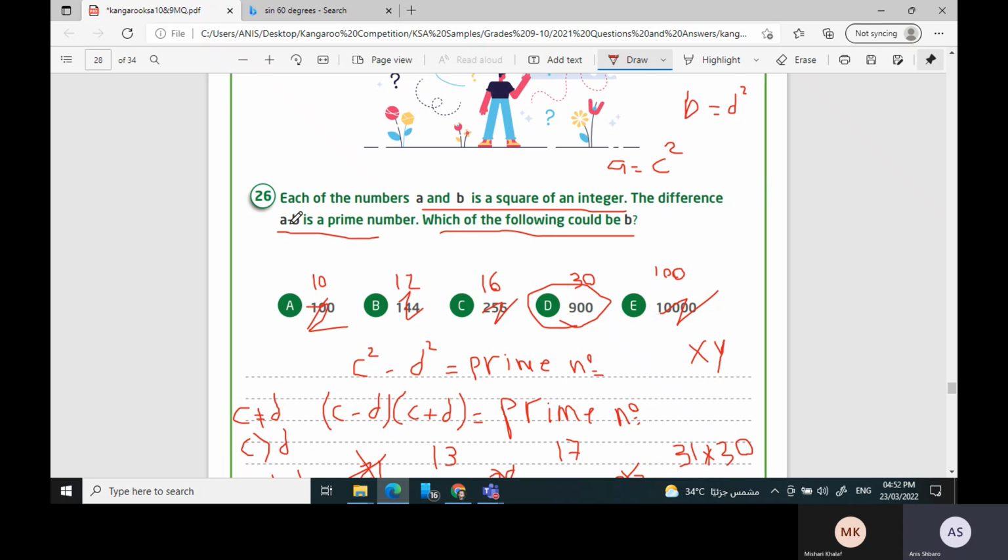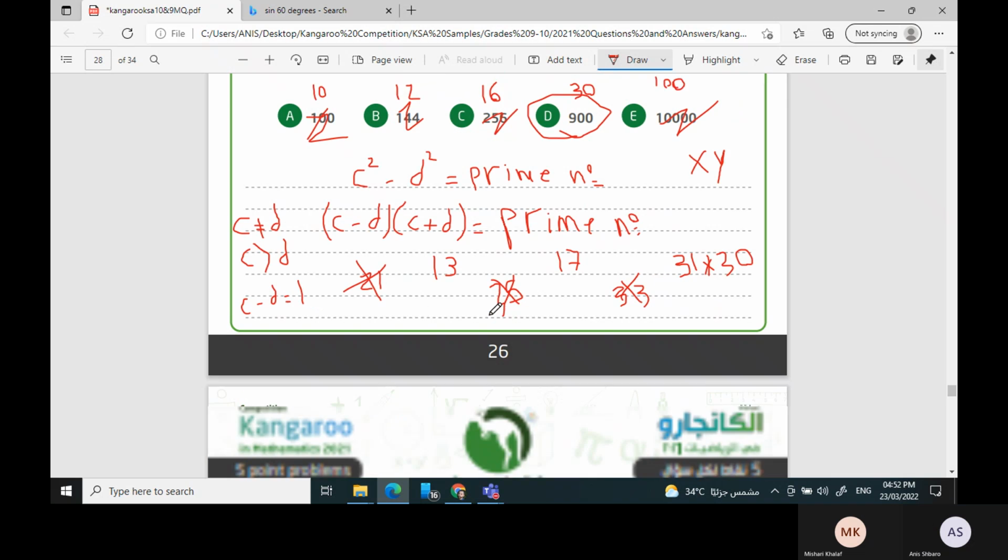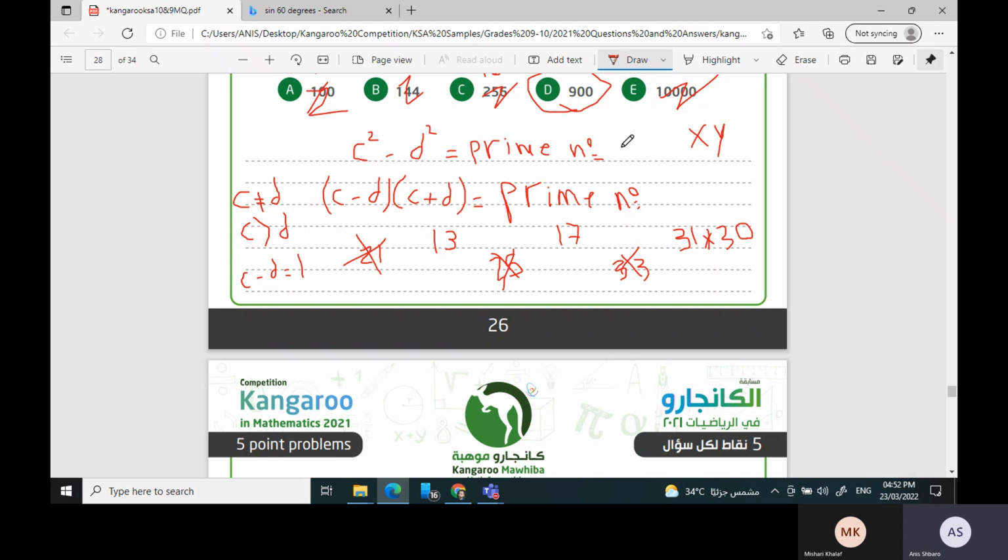The difference, A minus B, is a prime number. But we know that A minus B is equal to C power 2 minus D power 2. So C power 2 minus D power 2 is a prime number. So till now, I'm only writing the given. Now the real work starts. So I know that C power 2 minus D power 2 is equal to (C minus D) into (C plus D).